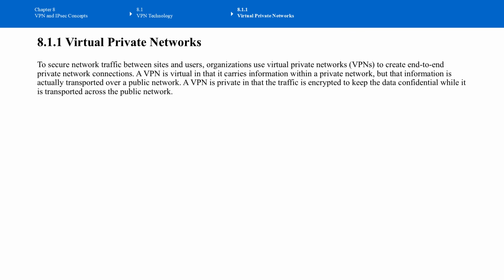What is called private? A VPN is called private because the data is encrypted before it's transmitted. Encryption converts readable data into an unreadable format. If someone intercepts the traffic while it is crossing the internet, they cannot understand the information without the proper encryption keys. This protects the confidentiality of the data.